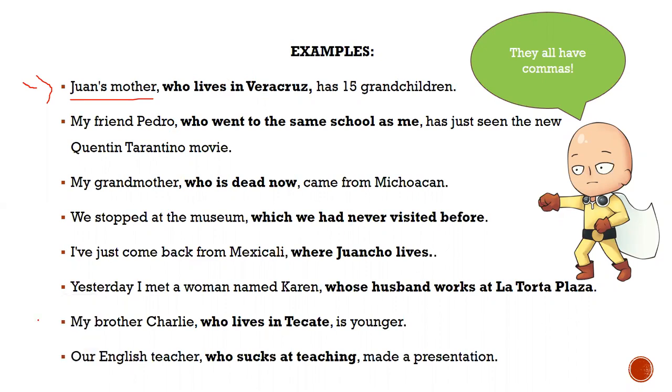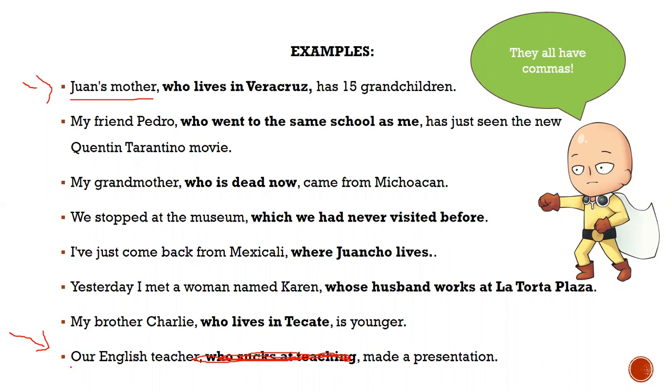Let's see one of the other examples over here. This last one, all right, we're only covering a couple. So this one says, "Our English teacher, who sucks at teaching, made a presentation." How many English teachers do you have this semester? Well, you only have one, right? So who are we talking about? We're talking about me. So we already know who we're talking about. Even if we remove this, we don't have to add this. This is extra information. If I just say "our English teacher made a presentation," who are we talking about? We're still talking about me, right?